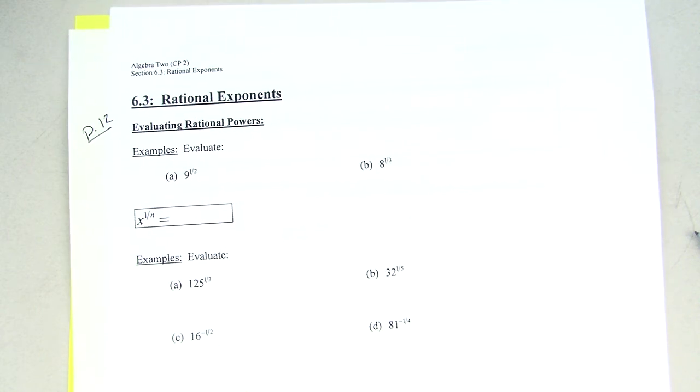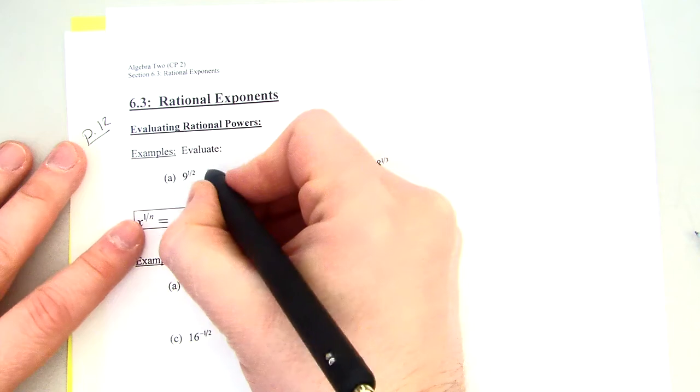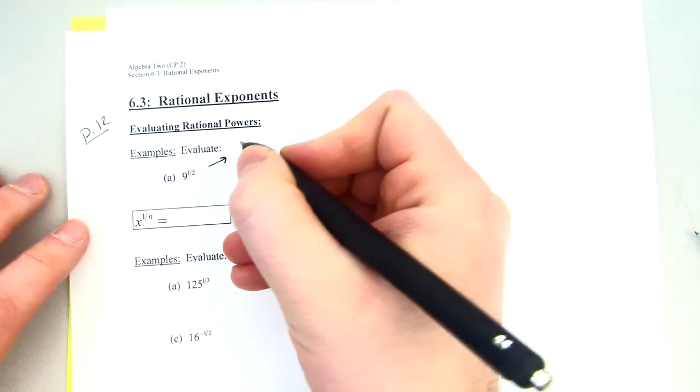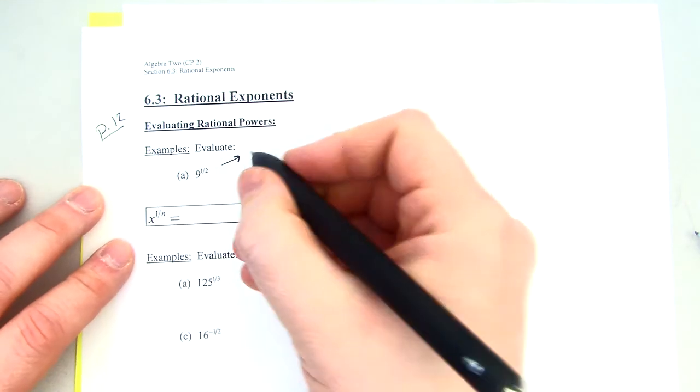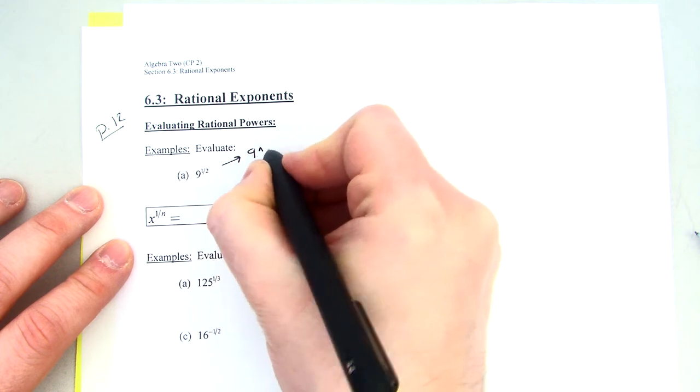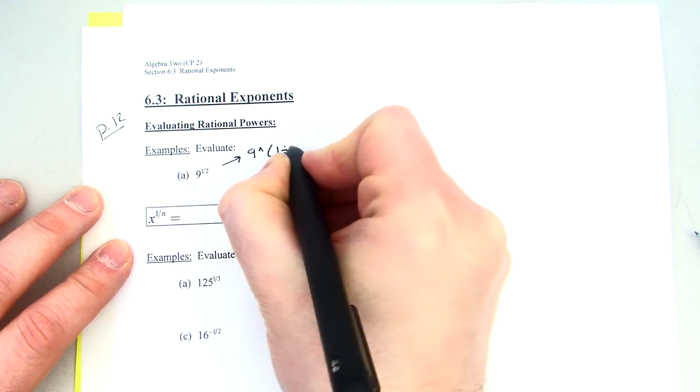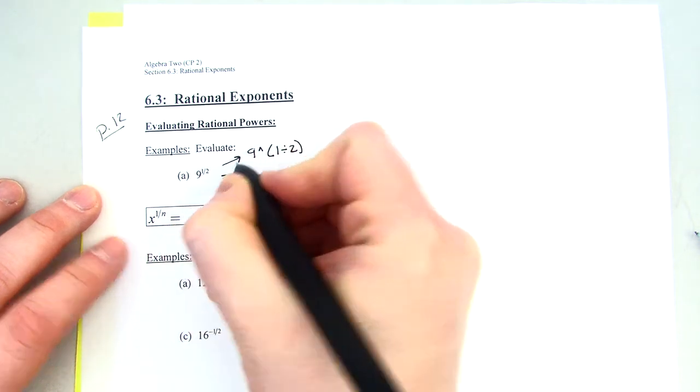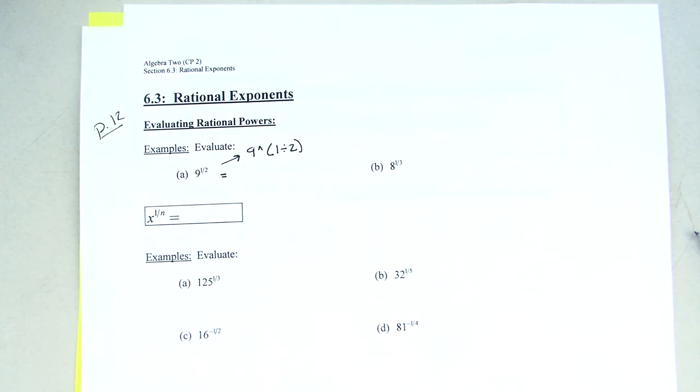9 raised to the 1/2. I would like you to go to your calculator and type that in. However, we need to be a little careful how we type it in. You need to type this in as 9 raised to the, in parentheses, 1/2. And let's figure out what that is in the calculator. A 1/2 power. What's 9 to the 1/2? 3.